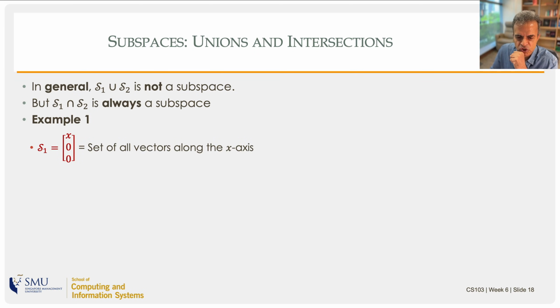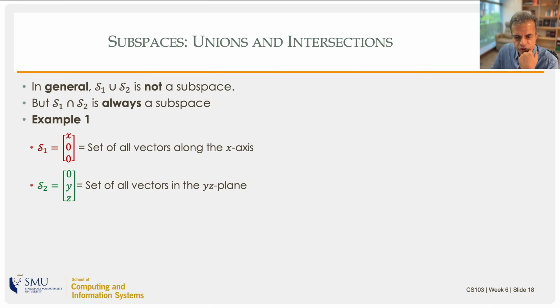So let's take an example. S1, the subset I'm going to define in R3, is the set of all vectors with the first component anything, but the second and third components 0, a collection of vectors that look like (x, 0, 0). So that is basically vectors that lie along the x-axis. Now let's take S2 as a collection of vectors of the kind (0, y, z), y and z being anything. So that is basically all the vectors in the yz plane.